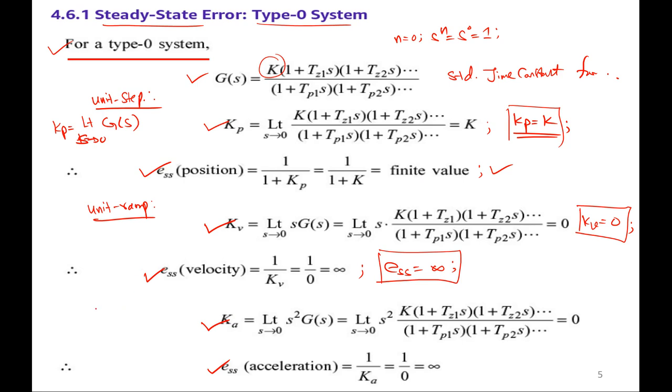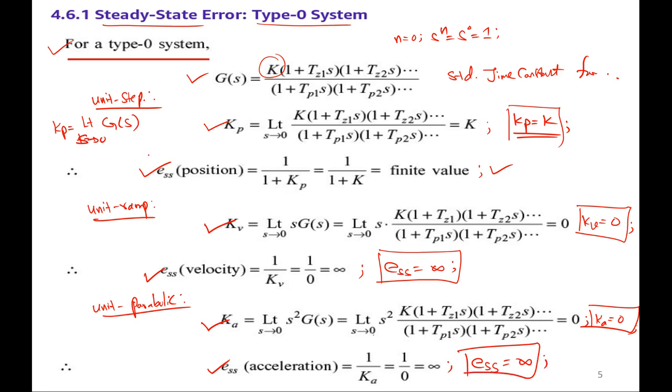Then next, whenever the input is unit parabolic, there exists the acceleration error constant Ka, given by limit s tending towards 0, s square into G of s. Substitute s equal to 0, so that 0 into this entire term will vanish, and I get the acceleration constant Ka equal to 0. Then the steady state error ESS of acceleration is 1 by Ka. We got Ka as 0, so 1 by 0 is infinity. Once again the steady state error is infinity.